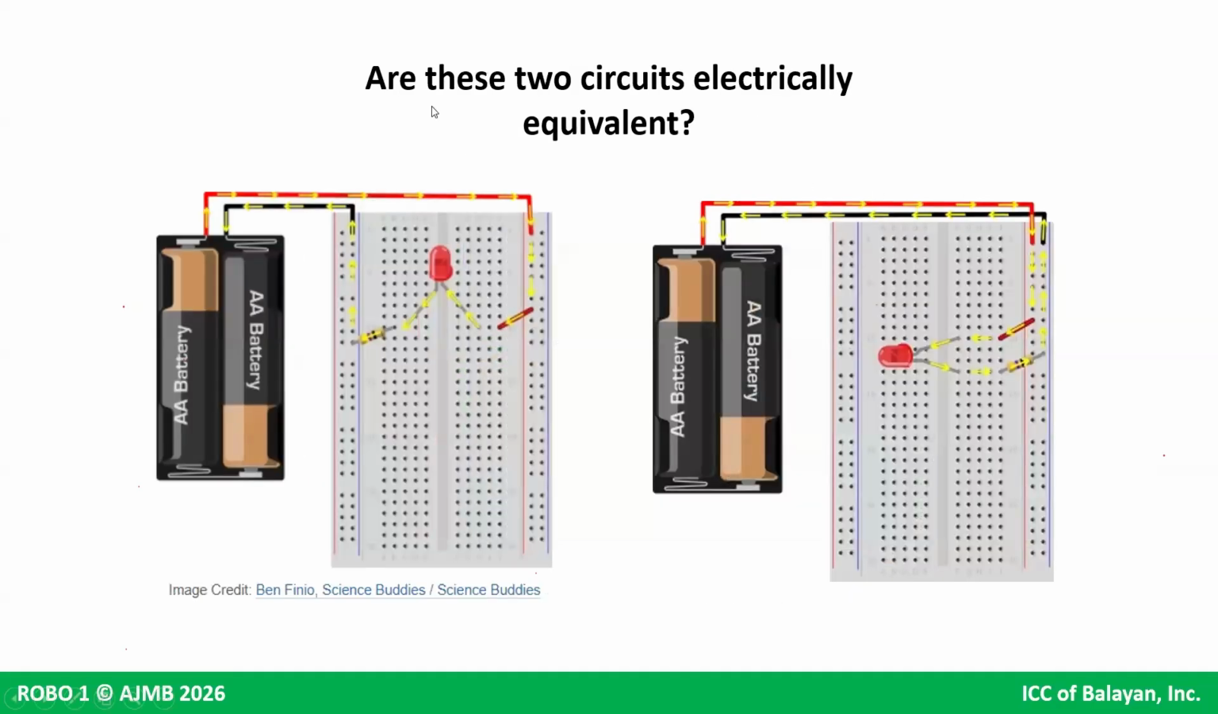Okay. Are these two circuits electrically equivalent? Here, the point is, just because they don't look visually alike, it doesn't mean that they are not electrically equivalent. When I say electrically equivalent, the connections are essentially the same, right? Okay, so I forgot to say the positive and negatives of the LED, but I can show you later on.